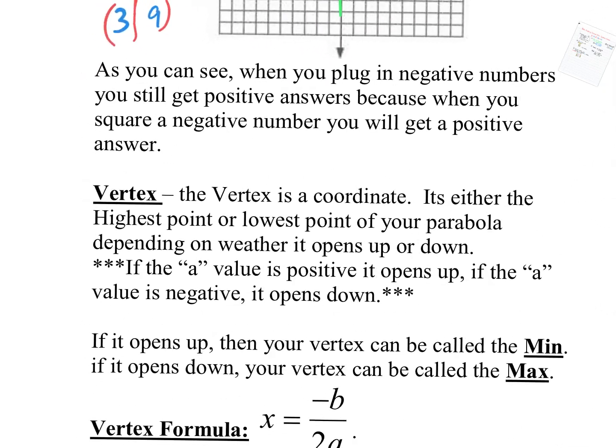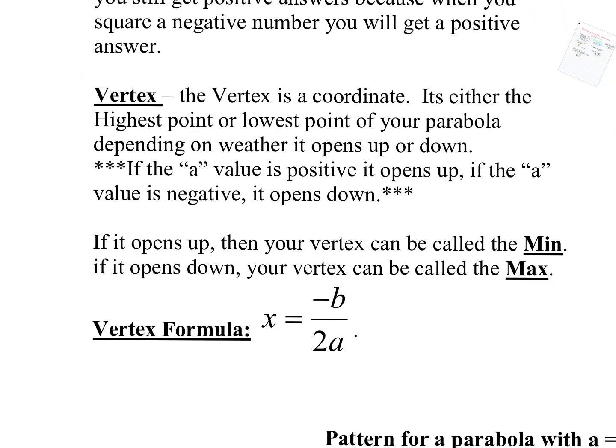As you can see, the definition for vertex is already written right here. The vertex is a coordinate. It's either the highest point or the lowest point of your parabola, depending on whether it opens up or down. We already talked about that. Now, this is super, super important right here. Highlight it, circle it, underline it, whatever. Has 3 stars. If the A value is positive, it opens up. If the A value is negative, it opens down.